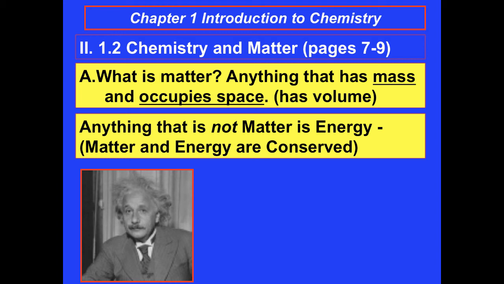This is what Albert Einstein's famous equation, E equals mc squared, shows us. It shows us that matter and energy can interconvert. Further, it shows that a small amount of matter can be converted into a large amount of energy. This is what we see in nuclear reactions, not something we do in a chemistry lab here at school.